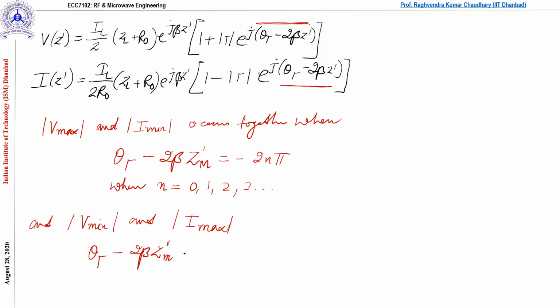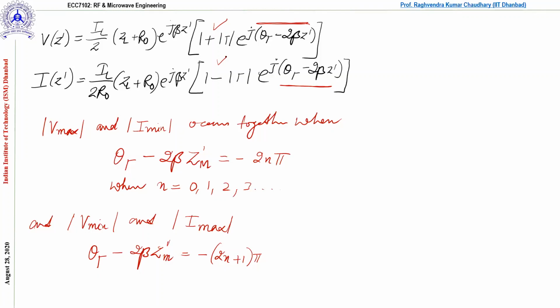Dash is equal to minus (2n plus 1) pi, correct? If you put n equal to 0, let's say, there will be minus pi, and e to the power minus j pi will provide the minus sign, so this will be overall minus. So the first one will be minus and the second will be plus. In that case, the result will be just reversed. That is why for this case you are getting the voltage minimum and current maximum.